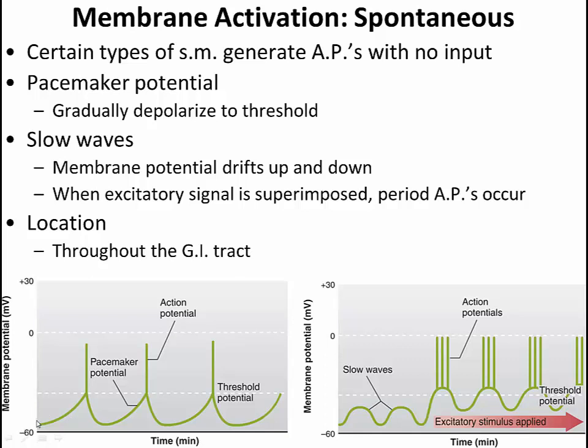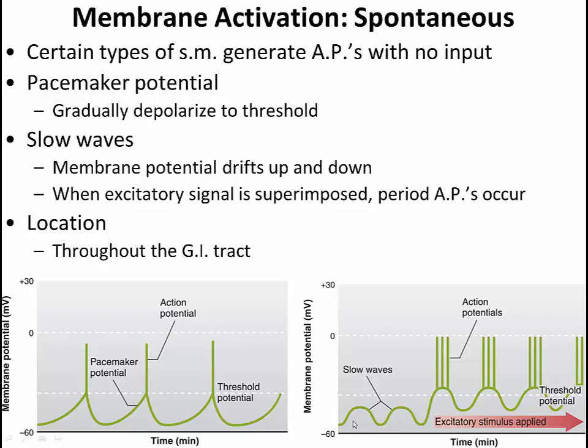And what we notice is that in a pacemaker potential, we have a charge inside the cell that slowly depolarizes up until we get to threshold, and then an action potential occurs. And then we slowly depolarize once again, an action potential, slowly depolarize again, an action potential. So this is referred to as a pacemaker potential, and some smooth muscle cells exhibit this type of membrane charge.